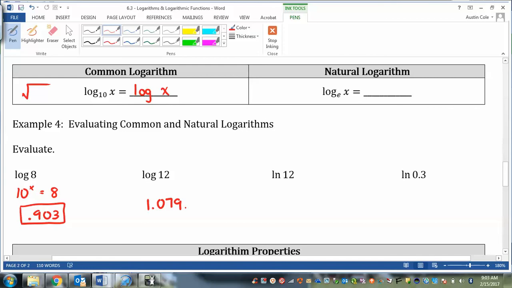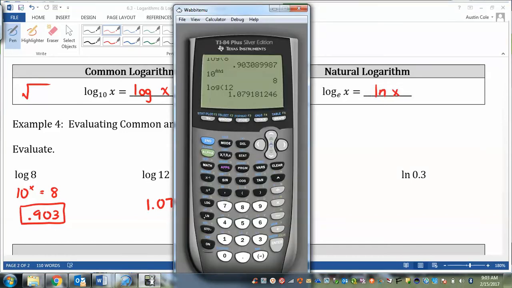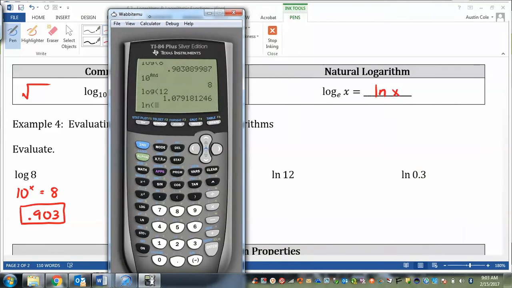Now, natural log is when we have a base of e. So e is, again, 2.71 something, something, something. And we write that differently, guys. It is ln of x. What is ln? I don't know, a log that's natural? It's just what it stands for. If I look at our calculator, our natural log is below the log button. So if I want to do the natural log of 12, just type in natural log of 12 and I get that number.